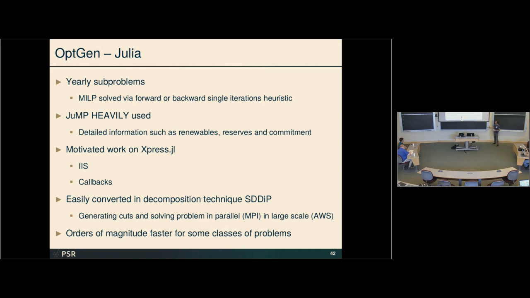The problem has already been converted to a decomposition technique called SDDP. It's a paper from Xavier Medina. It's a very interesting paper. It's an integer version of this SDDP algorithm. It was really easy to add that to the model if you have everything coded in Julia and JuMP.